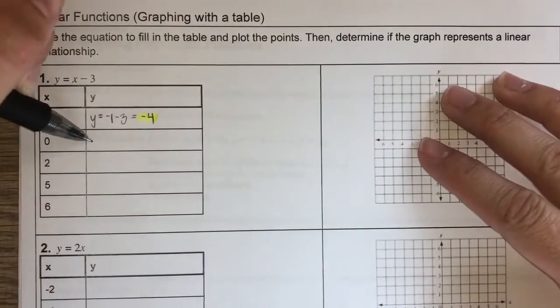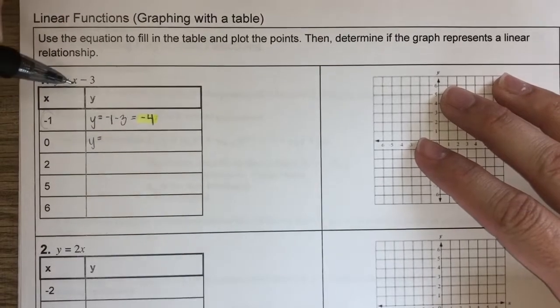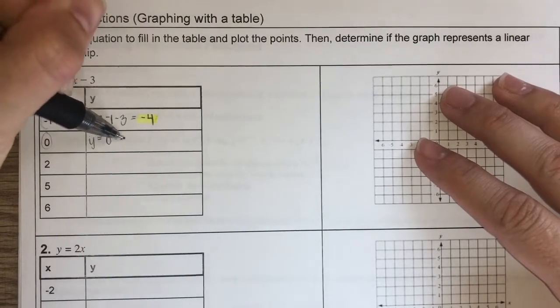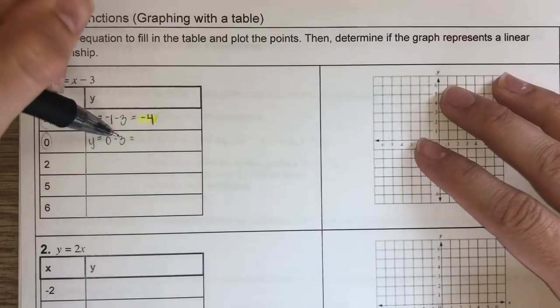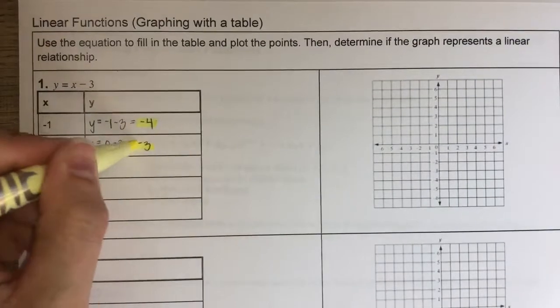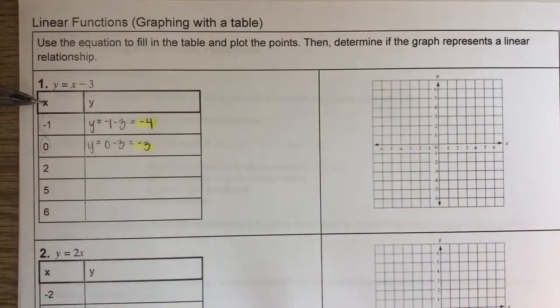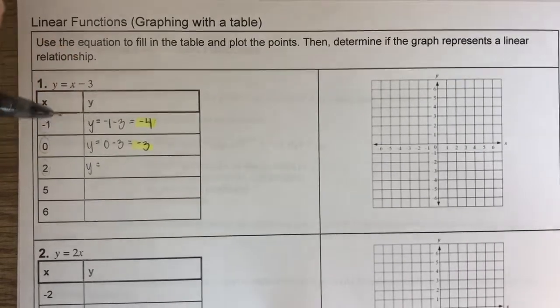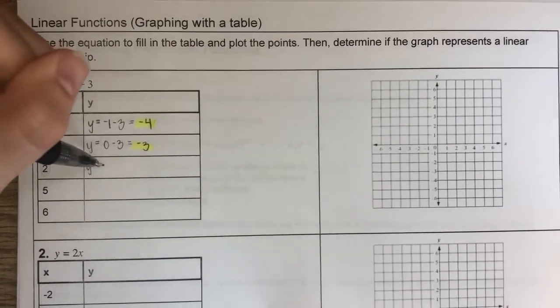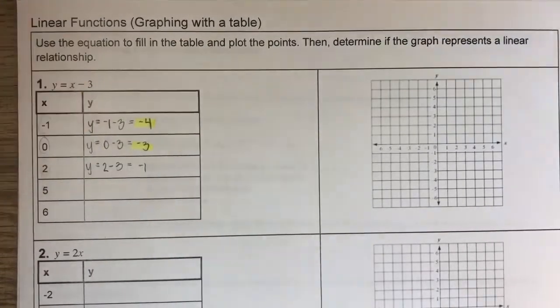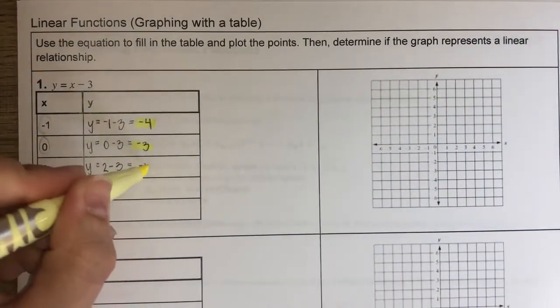So that means that's my y value for that row of the table. And then the next one, I'm going to rewrite the equation again. Y equals x minus 3, but instead of x, I'm going to substitute in 0 because that's my x for that row. So y equals 0 minus 3. And then 0 minus 3 is -3. So that's my y value for that row. Next, I'm going to substitute in x equals 2. So y equals, instead of x minus 3, it's 2 minus 3. 2 minus 3 is -1. So that's my y value for that row.